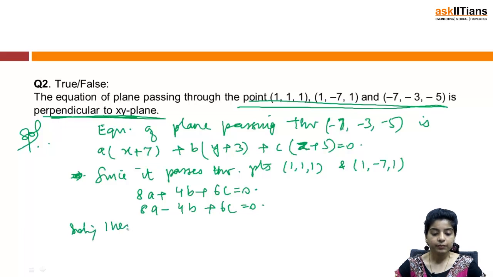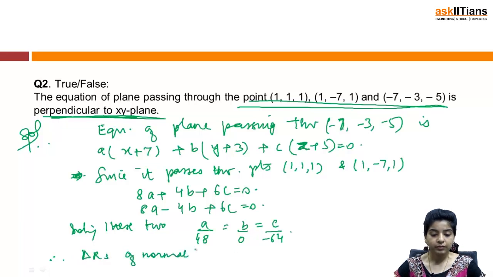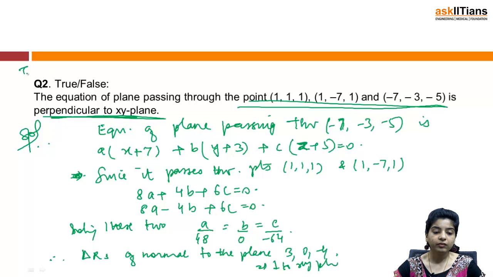Solving these two, I get a by 48 is b by 0 is c by minus 64. Now what does this imply? This basically shows that the DRs of the normal to the plane are 3, 0, minus 4. So the plane is perpendicular to the xy plane, and hence the answer is true.